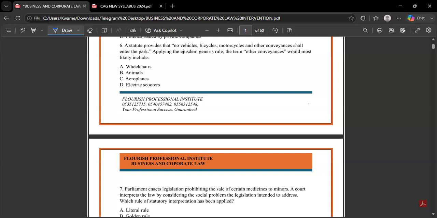So electric scooter wasn't mentioned, but electric scooter is a form of other conveyance. Wheelchair and aeroplane, they are also form of conveyance, but then they are not really close. Remember, ejusdem generis rule means that or of that kind or of that nature. Looking at the list that was mentioned, no vehicles, bicycles, motorcycles. What is closely, or what if we were to continue that list? So the law will say, ask yourself, if we were to continue the list, what are some of the things that could have been added?